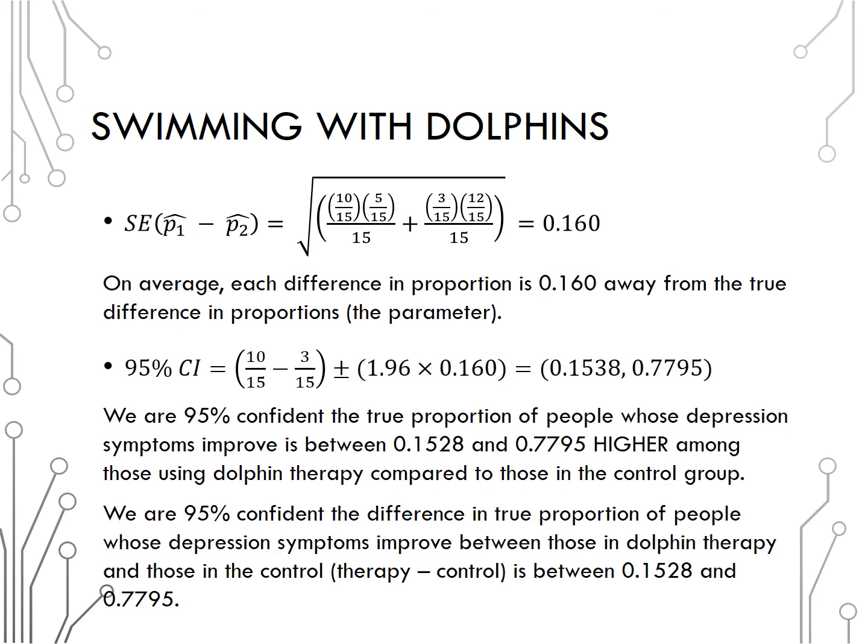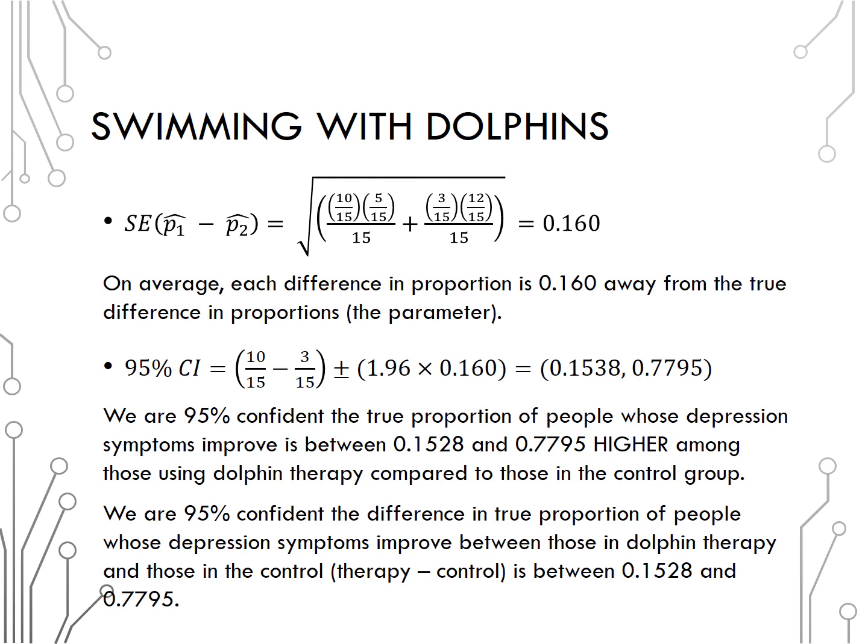To create a confidence interval, I would need to recalculate the standard error without assuming the proportions are equal. In doing this, you should get 0.160 as your new standard error, or on average, each difference in proportions is 0.160 away from the true difference in proportions, the parameter.